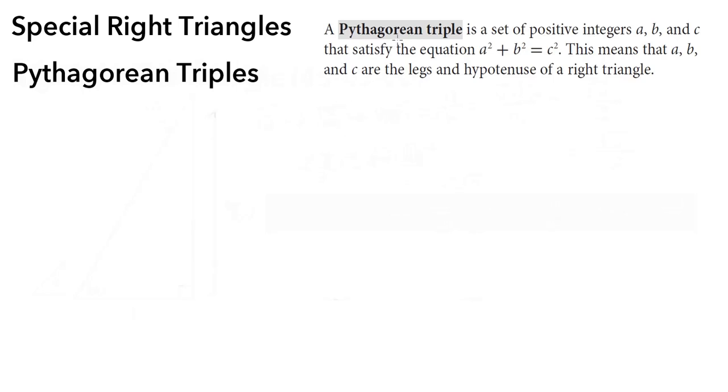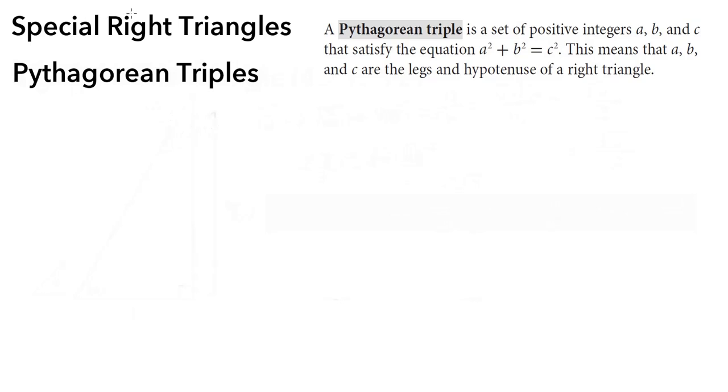So in the last part of this lesson, we're going to talk about Pythagorean triples. A Pythagorean triple is a set of positive integers, a, b, and c, that satisfy the equation a squared plus b squared equals c squared. This means that a, b, and c are the legs and hypotenuse of a right triangle. So a Pythagorean triple is a combination of 3 whole numbers that make a true right triangle.